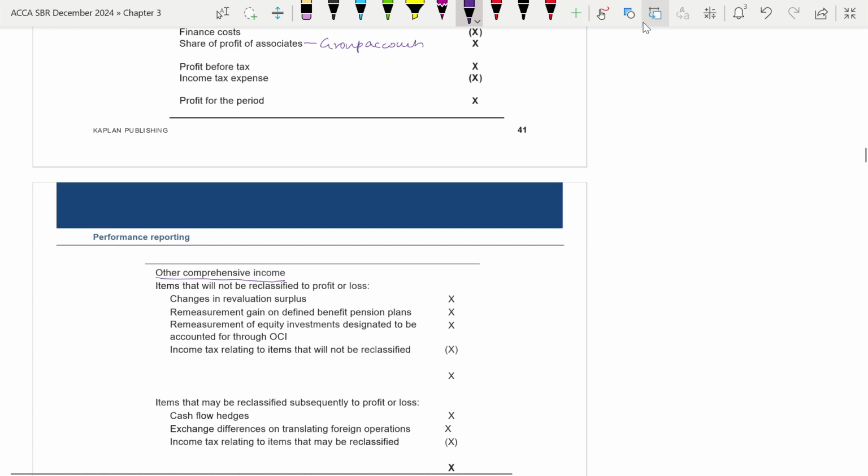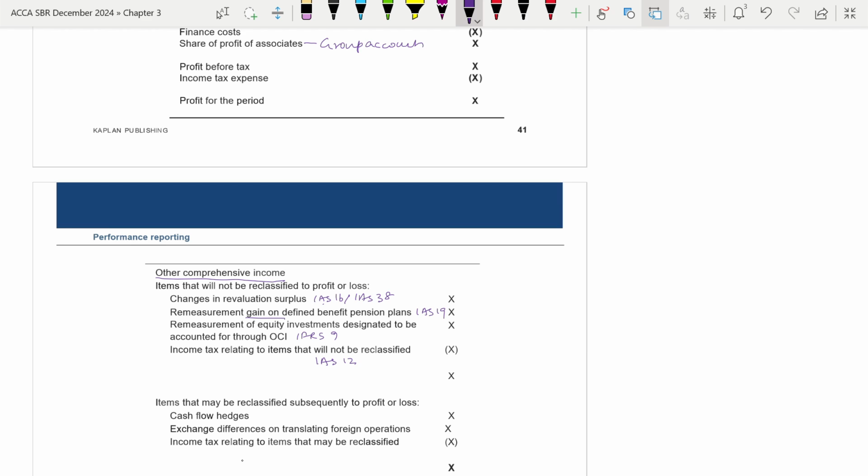Items that will not be reclassified to profit and loss account. What are the things? Any changes in revaluation surplus, any remeasurement gain. Okay, any change. This is in terms of IAS 16 and IAS 38. This is with respect to IAS 19. Is it? This is with respect to IFRS 9. Is it? This is with respect to IAS 12. It is that changes in revaluation surplus, anything happens.